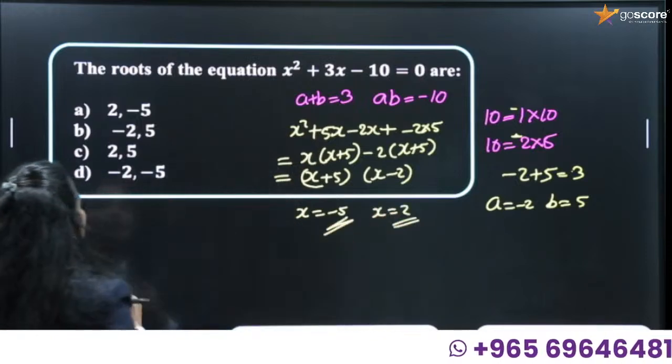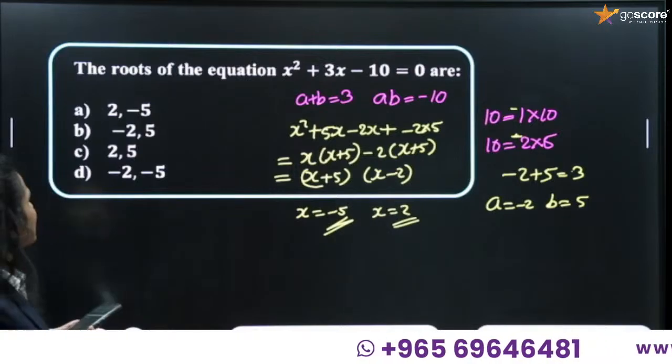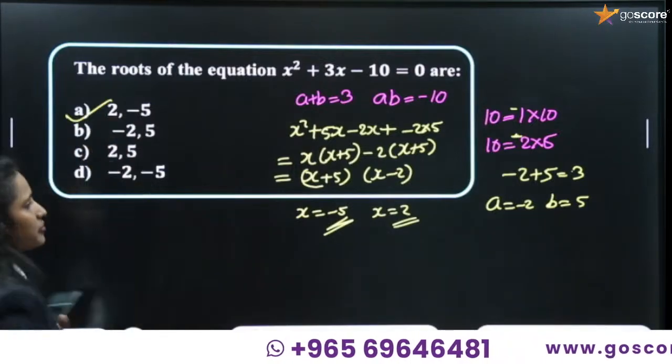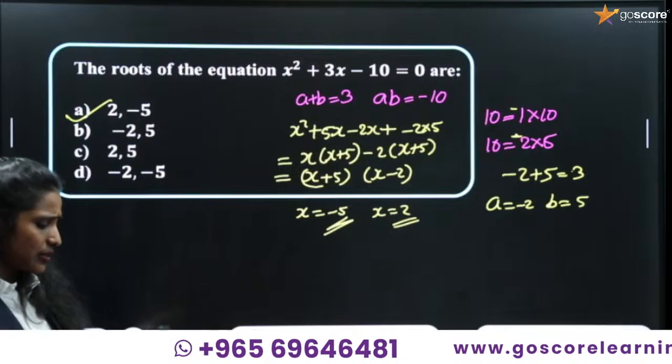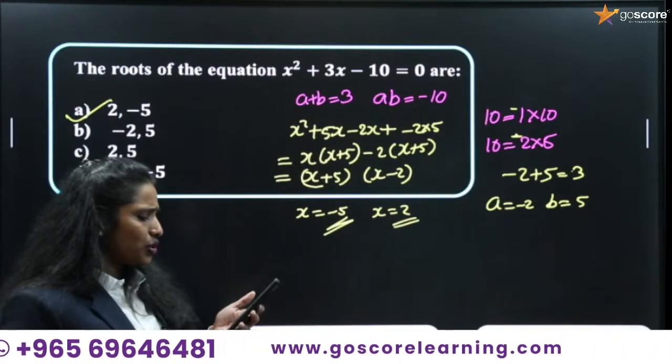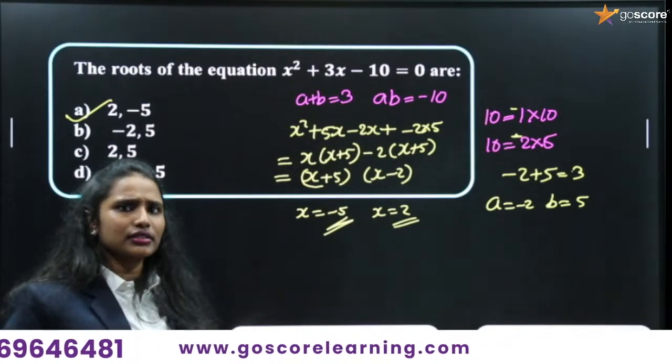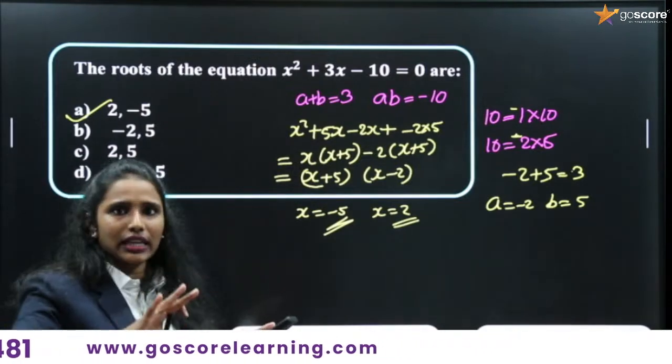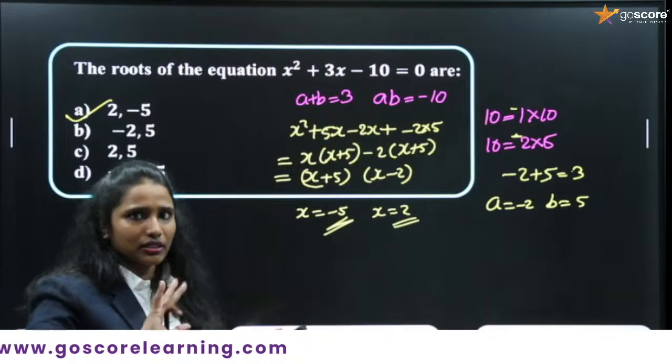Okay, so minus 5 and 2, which are they? Option A. The correct answer. Okay. B? No, B is not the correct answer. Okay. There is your first letter alphabet in your name, but it's not the correct answer.